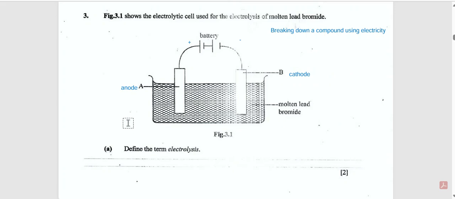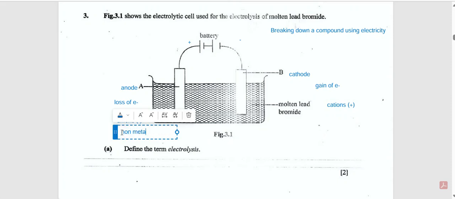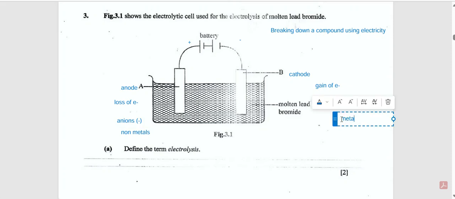We need to know what happens at the anode: there is loss of electrons, and at the cathode there is gain of electrons. So everything that goes to the cathode gains electrons, and everything that goes to the anode loses electrons. Anions, which are negatively charged, go to the anode. Cations, which are positively charged, go to the cathode. Anions are the non-metals, and cations are the metals. With this information, you can answer almost any question. So define electrolysis: the breakdown of a compound using electricity.